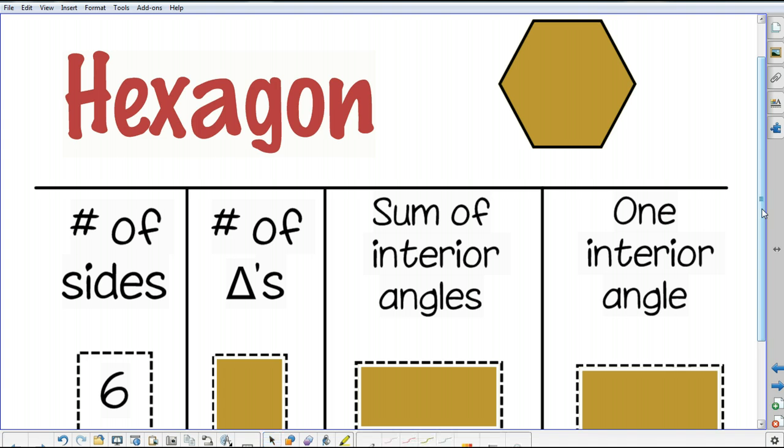If I took one angle and started to draw diagonals from it, how many triangles do I get? 4. Do you see a pattern? It's going up: 1, 2, 3, 4.